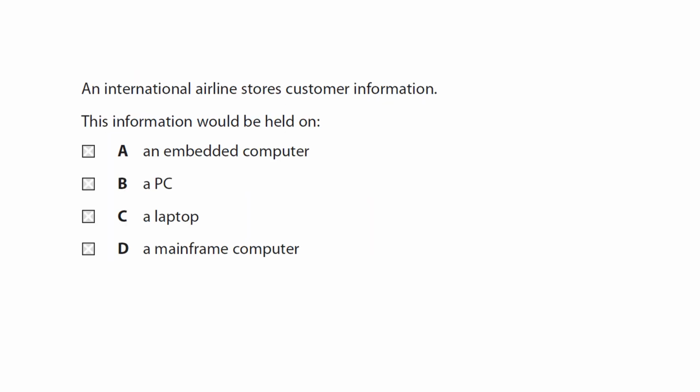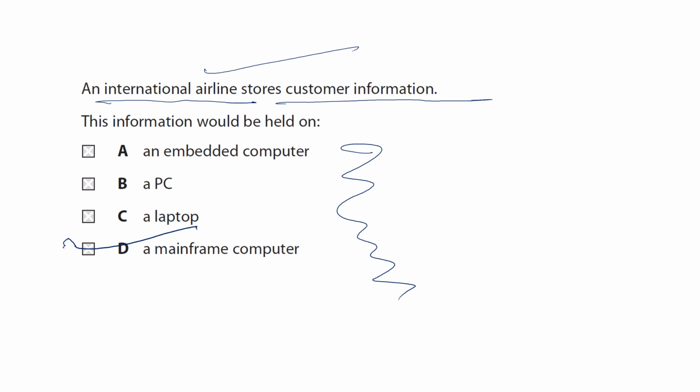Next question: an international airline. So it is international. Again, it is a large organization. It has so much customer data. So the information would be held on a mainframe computer. All the options are the same as the previous question, just given in a different order.